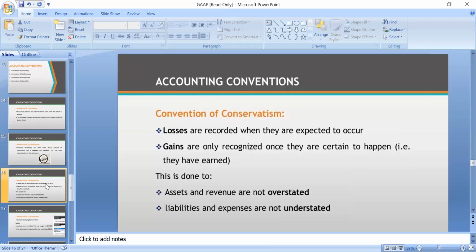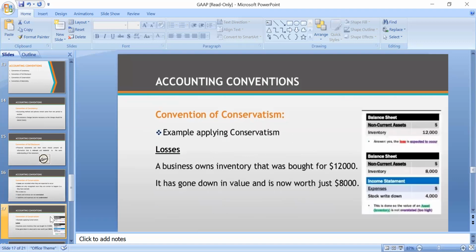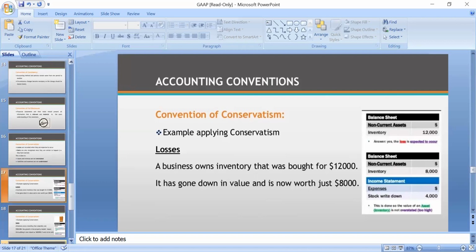The other convention is the convention of conservatism. Losses are recorded when they are expected to occur. Gains are only recognized once they are certain to happen. This is done so that assets and revenue are not overstated, and liabilities and expenses are not understated. Example, applying conservatism to losses: a business has inventory that was bought for $12,000, it has gone down in value and is now worth just $8,000.